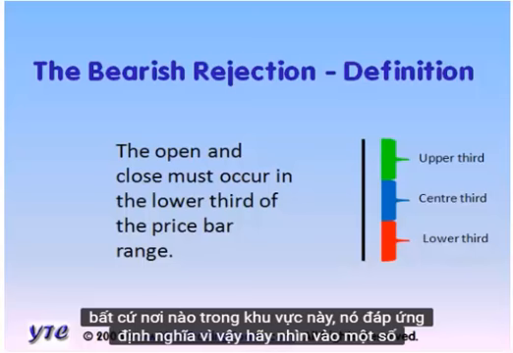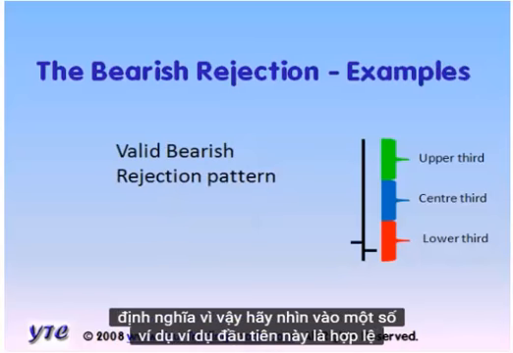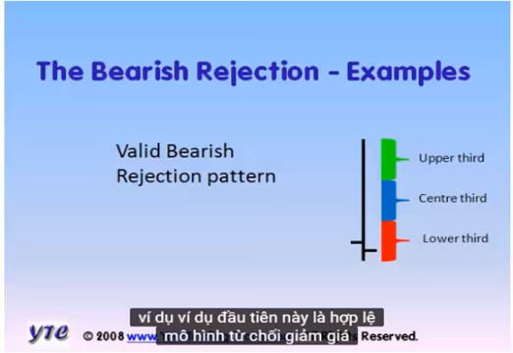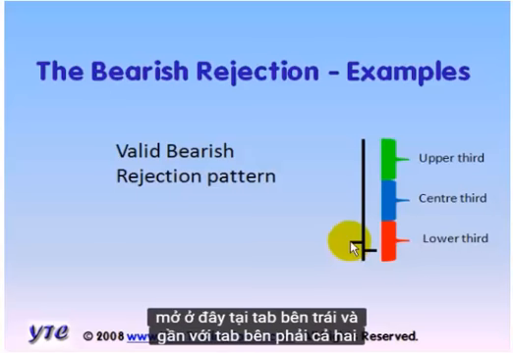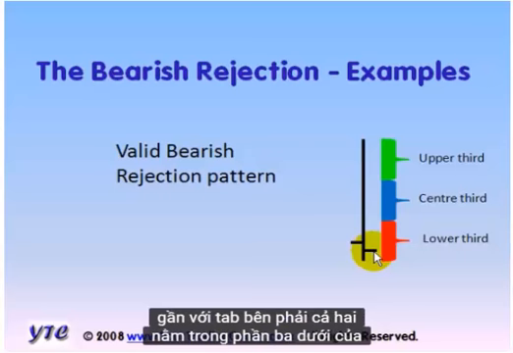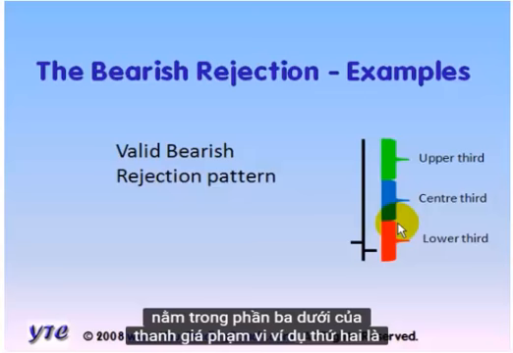So let's look at some examples. This first example is a valid bearish rejection pattern. The price opened here at the tab on the left and closed at the tab on the right, both of which are within the lower third of the price bar range.